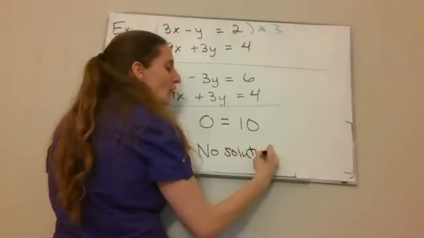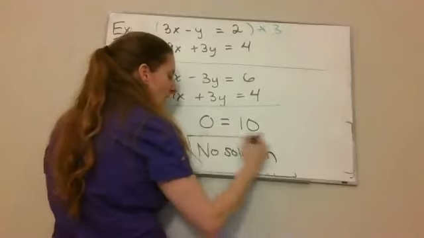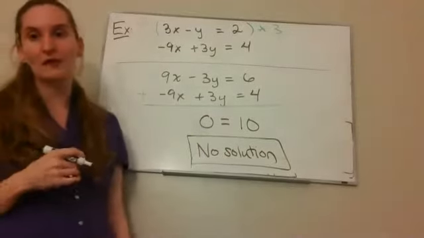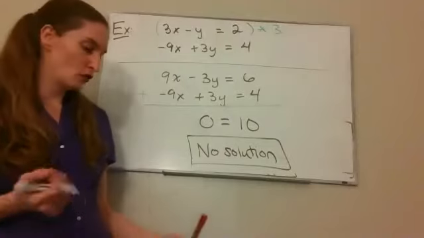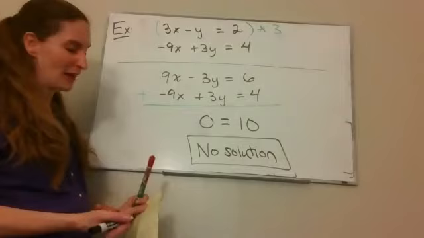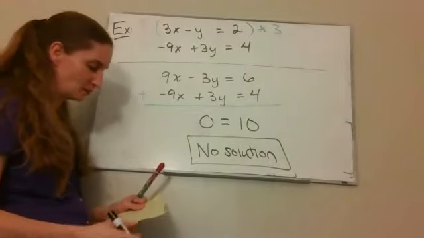So if you're solving the system of equations and get something that is just outright nonsense, like 0 equals 10, you have no solution. This would be one of those situations where if you graph the lines, you would have parallel lines.